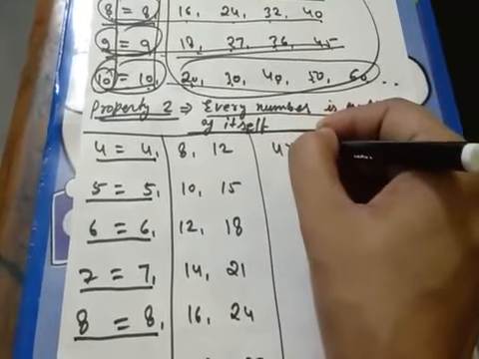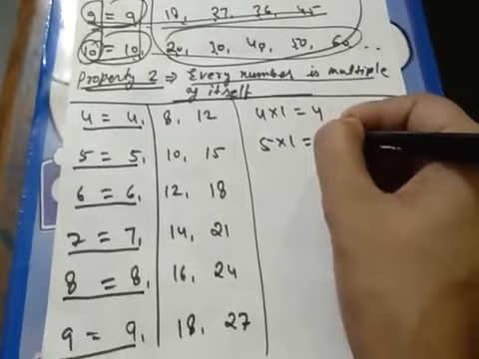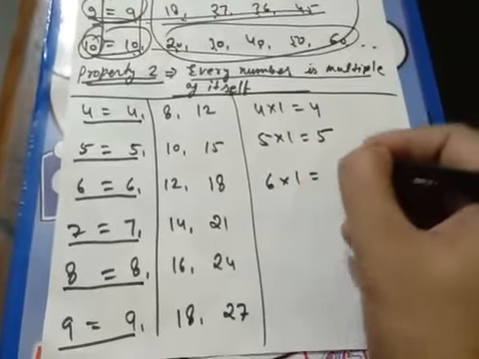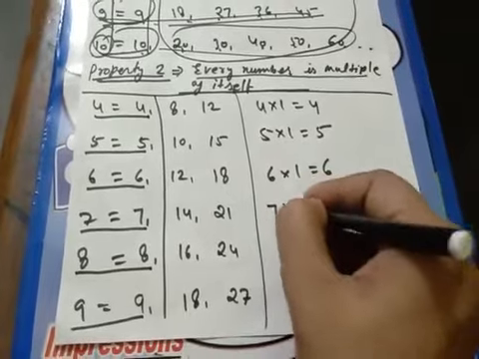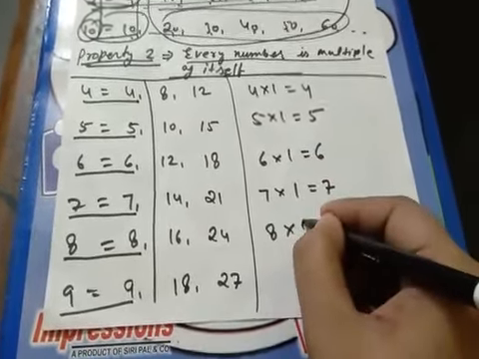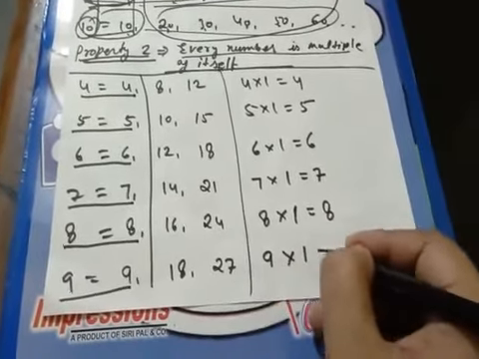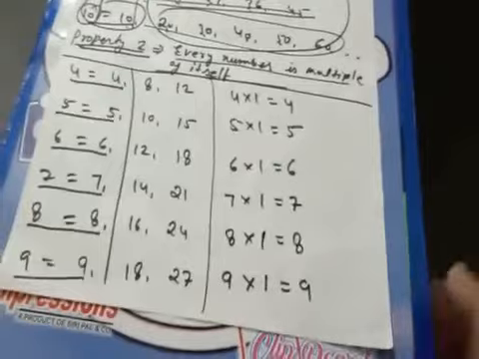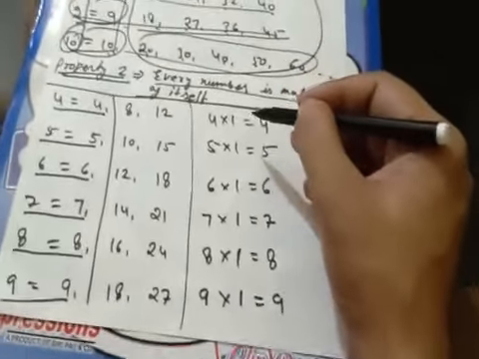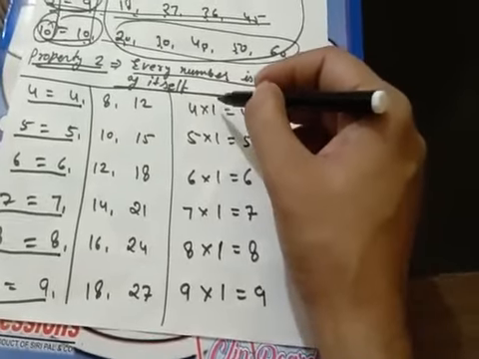4 multiplied by 1 is equal to 4, 5 multiplied by 1 is equal to 5, 6 multiplied by 1 is equal to 6, 7 multiplied by 1 is equal to 7, 8 multiplied by 1 is equal to 8, and 9 multiplied by 1 is 9. So what have we learned? We have learned that if we have to obtain multiples of any number, we have to multiply by a natural number.